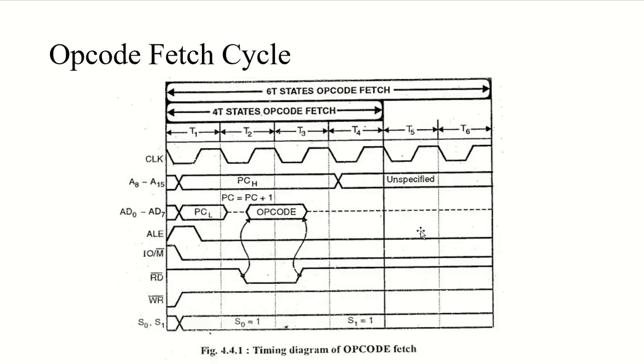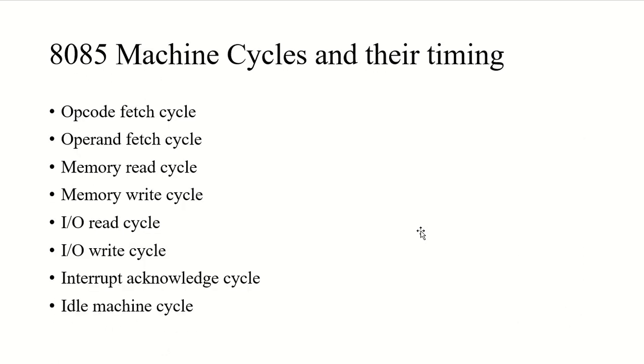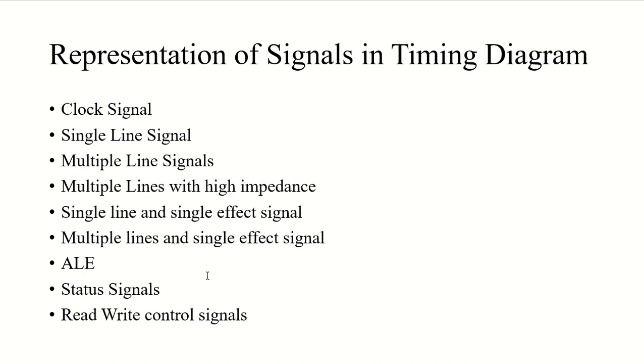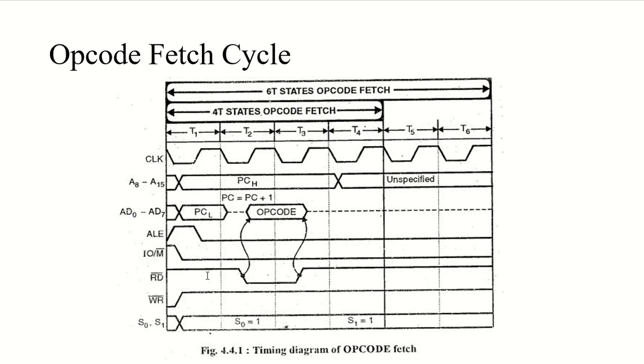Then let's move back to ALE. Here we have ALE, status and read write control. Three signals are remaining. See, this is ALE, which stands for, of course, address latch enable. This signal is available during the T1 state only. In every single machine cycle you will find ALE, and it will be available during the T1 state only in every single machine cycle, right?